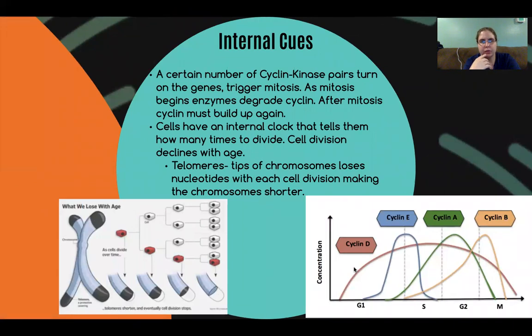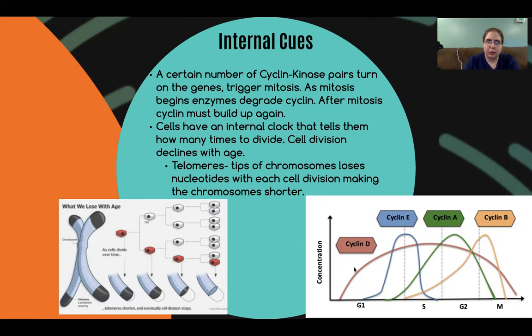Internal cues. There are different cues that tell the cell when it should regularly divide on its particular schedule. Now, we mentioned that skin cells divide frequently. So it has these internal chemical-based cues that keep it on a schedule. And what it's based on is these cyclin kinase pairs. The relative amount of these will actually affect the genes, turn certain genes on, which will then trigger the activation of mitosis. Mitosis is simply cell division.